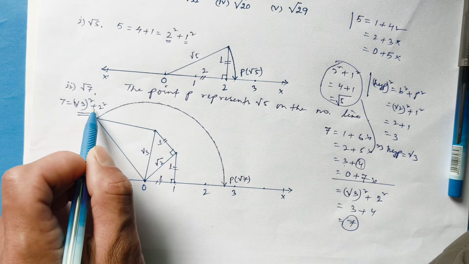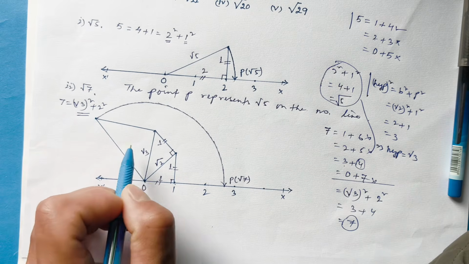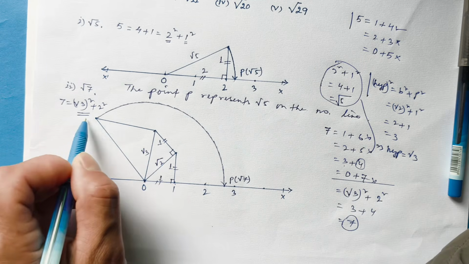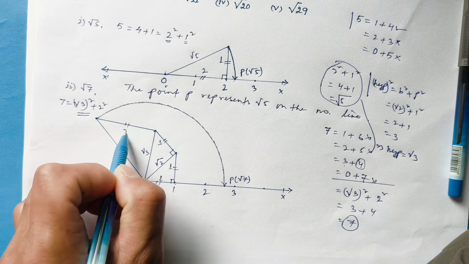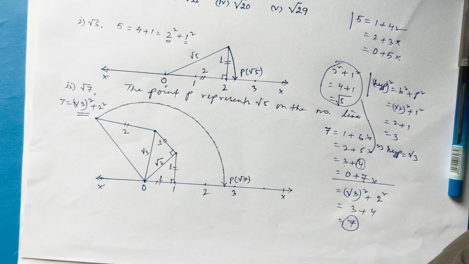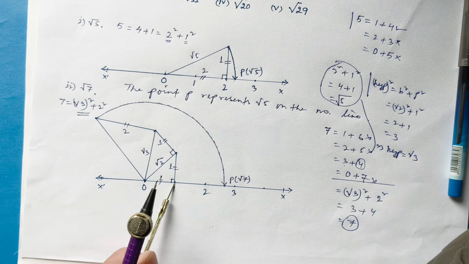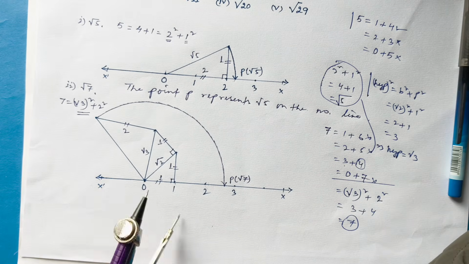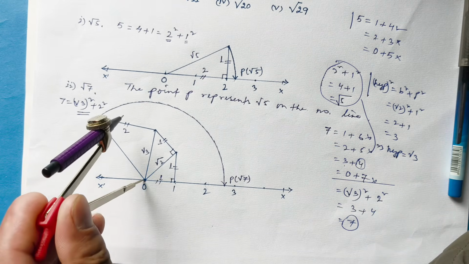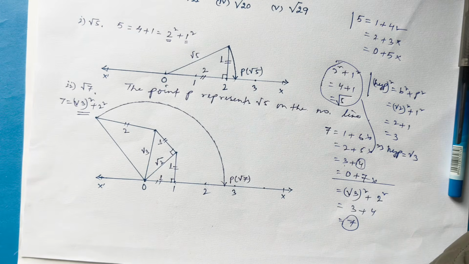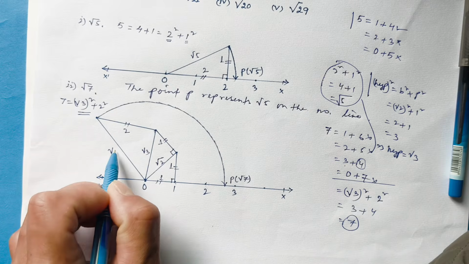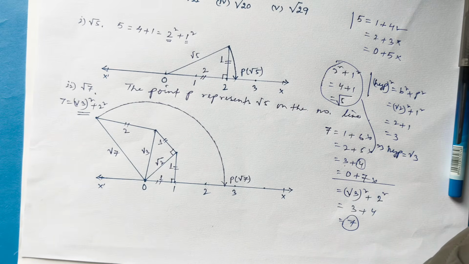Root 3 plus 2. Here this is root 3, so let's take it as the base and take 2 units as the perpendicular: 1, 2, up to here. Now let us join this. By the Pythagoras theorem, root 3 square plus 2 square gives root 7. Very easy, you understand.